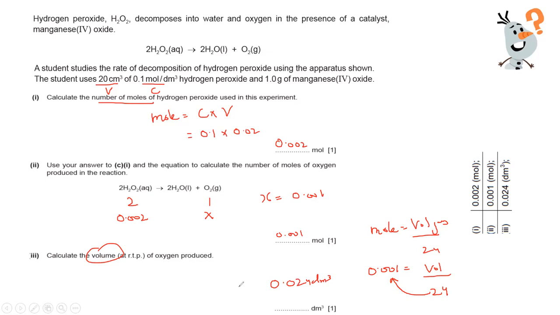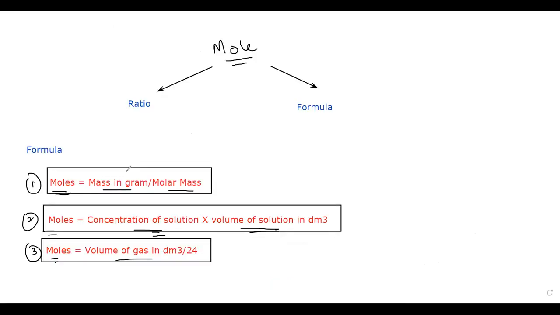So the three formulas you have to memorize: moles equal mass in gram divided by molar mass. If mass is given and the formula is given, you can use this formula. Basically this formula relates mass in gram with moles. The second formula, moles equal concentration multiplied by volume. And the third formula, moles equal volume of the gas divided by 24. These are the three formulas which you have to memorize.